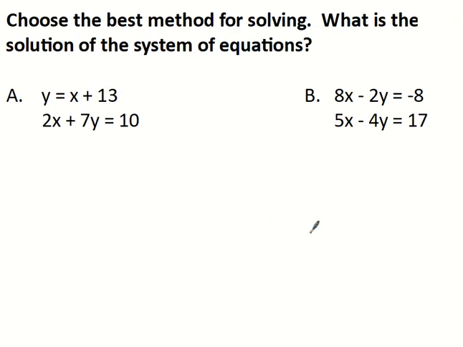All right, this says choose the best method for solving. What is the solution of the system of equations? So now that we've learned all three methods, we're basically saying you get to decide what method you want to use to solve these things. So we're kind of leaving it up to you. So, on that note, why don't you pause and pick a method for that first one and solve it. And then pick a method for the second one and solve it. And then we'll see if your method matches my method. Ready, pause.